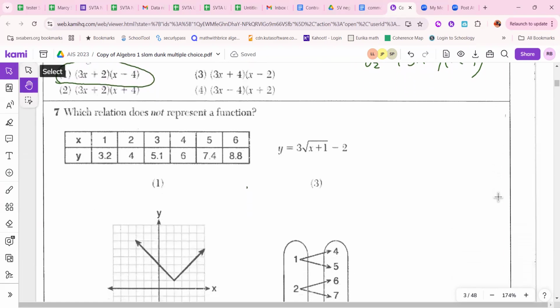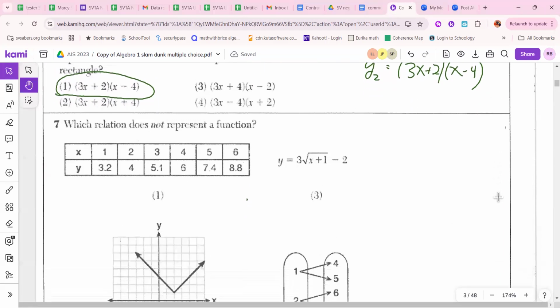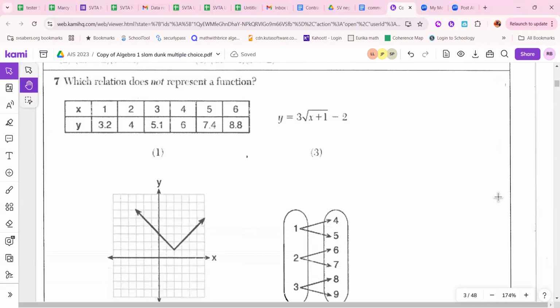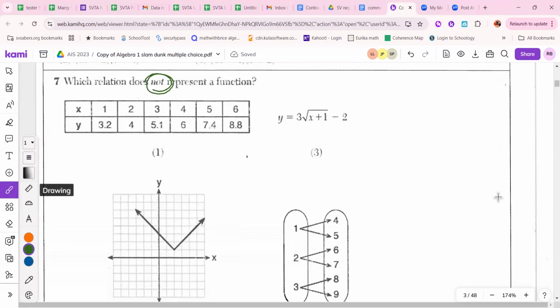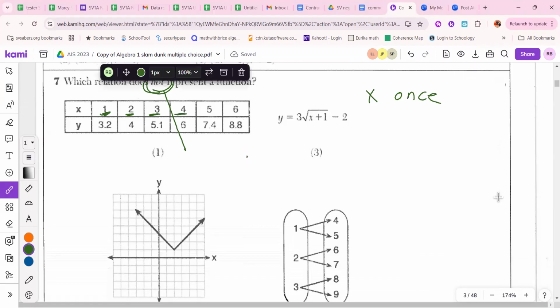Let's take a look at question number 7. By the way, this happens all the time. Number 6, you're going to see on every single test. Which relation does not, so we're going to check that, represent a function. So a function, you're only going to see the x once in a table. And here we have 1, 2, 3, 4, 5, 6. So this choice is a function.